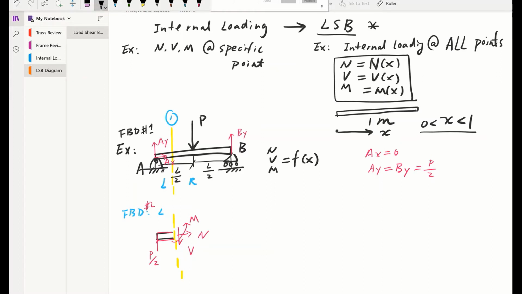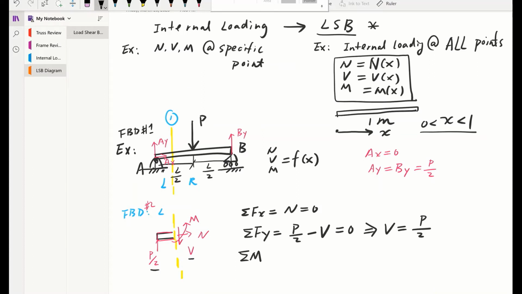Forces in the X direction based on FBD number 2 give us N equal to 0. Forces in Y give us P over 2 going positive upward, and we also have this shear going downward, minus V, that equals 0. So we get the expression for V is P over 2.